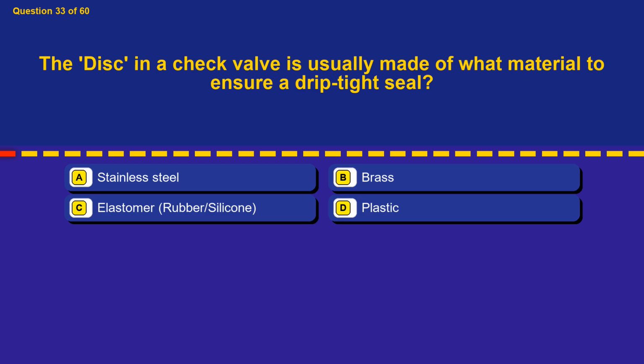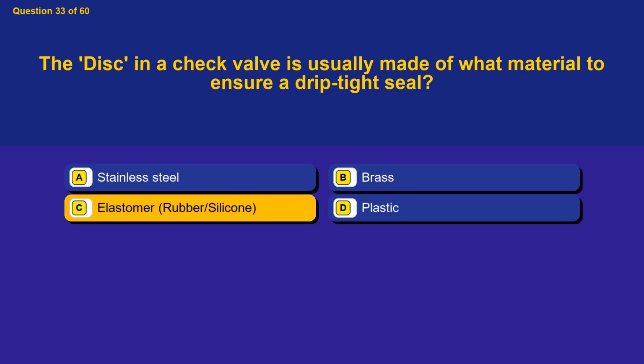Question 33. The disc in a check valve is usually made of what material to ensure a drip-tight seal? Option A is stainless steel. Option B, brass. Option C, elastomer, rubber/silicone. Option D, a plastic.